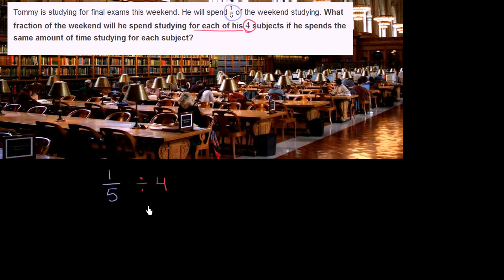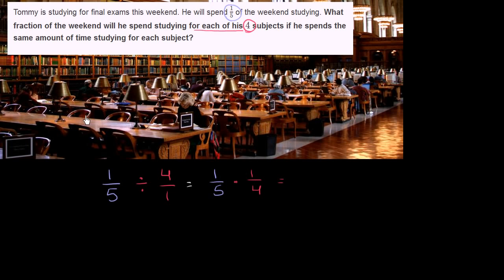Now we've already seen that dividing by a number is the same thing as multiplying by its reciprocal. And you might say, hey, well, what's the reciprocal of 4? Well, you just have to remind yourself that 4 is the same thing as 4 over 1. So 1/5 divided by 4 over 1 is the same thing as 1/5 times 1/4. And you could also view this as 1/4 of 1/5 or 1/5 of 1/4, either way.